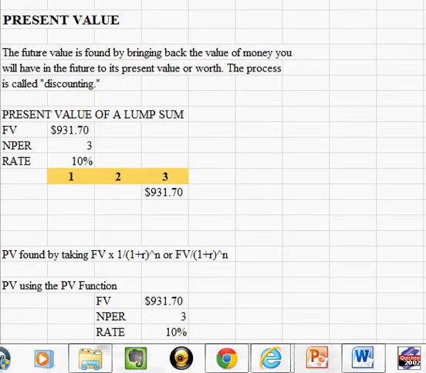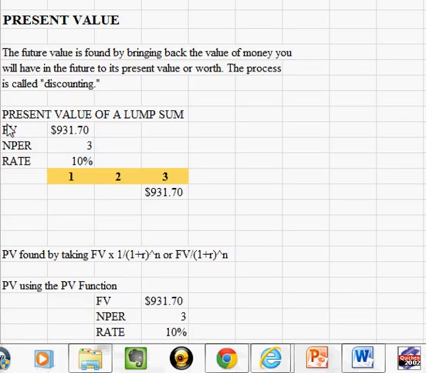So this problem is going to address finding the present value of a lump sum that you're going to receive in the future. If you've looked at the video for finding the future value of a lump sum, this is taking the same numbers and working them in reverse. What we found with the future value is if we started with $700 and invested it at 10% for 3 years, we would end up with $931.70.